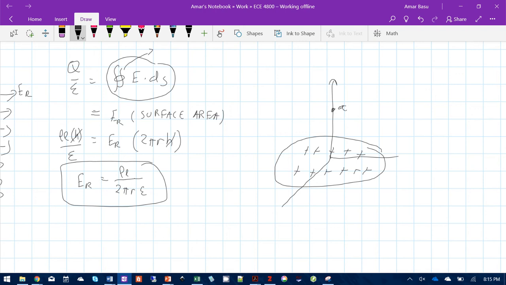This is the XY plane. That's correct, the XY plane. This is the Z.